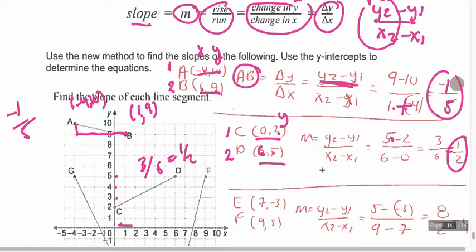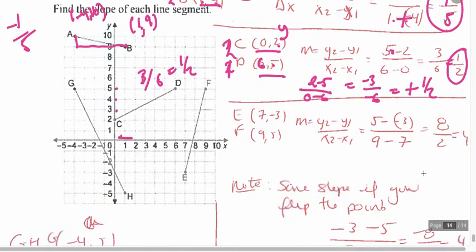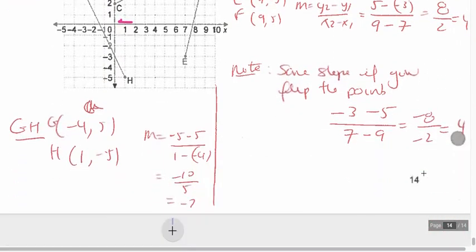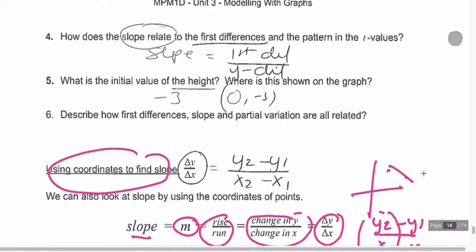If I change that order, it doesn't matter. I could have said, why don't I make this point 1 and this point 2? And if I did that, I would go 2 subtract 5 on top, which is -3. And on the bottom, I would go 0 subtract 6, which is -6. Two negatives become a positive, lowest terms is 1/2. So that's getting slope from the coordinates without graphing, but it all works together.